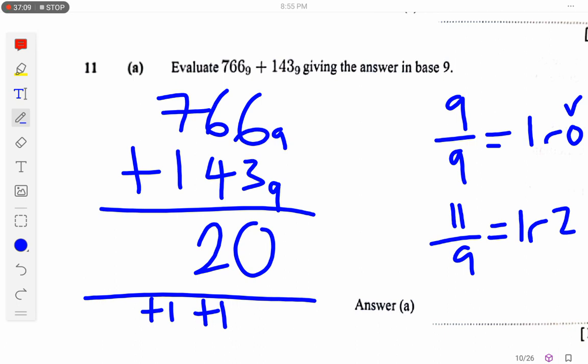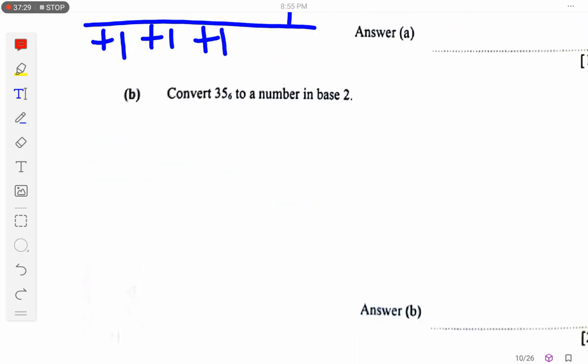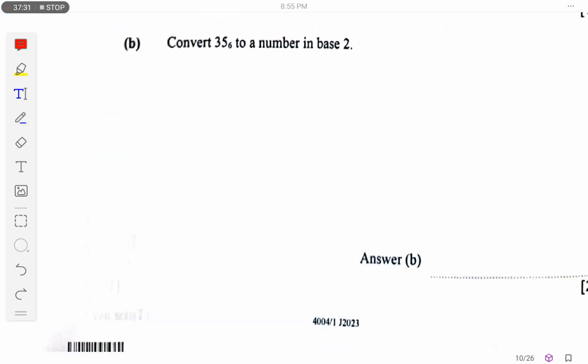Then we have 7 plus 1, that's 8, plus this carried 1 here, that's a 9. So we have again this same scenario. We have a 0, we write our remainder, then we carry 1. We don't have anything else, so we can write our 1. So our answer is 1020 base 9, like that. Let's move on. Okay, now they want us to convert 356 to a number in base 2.